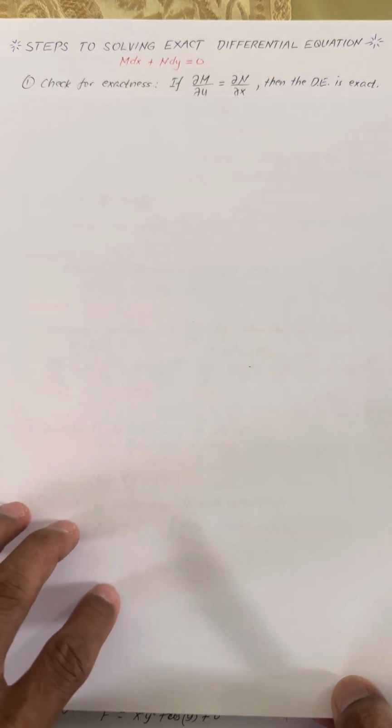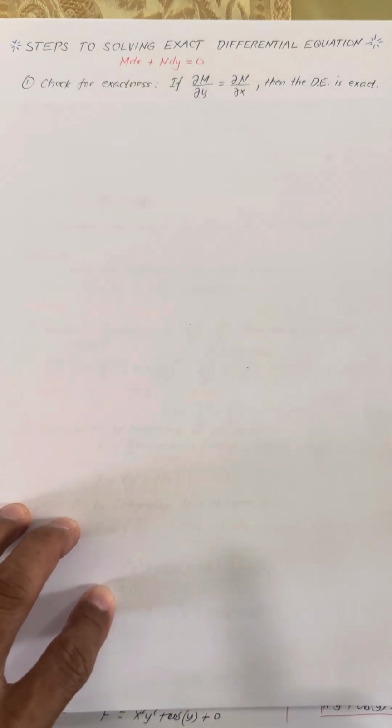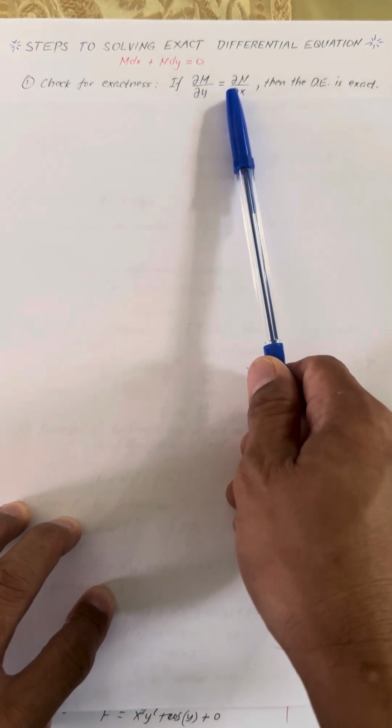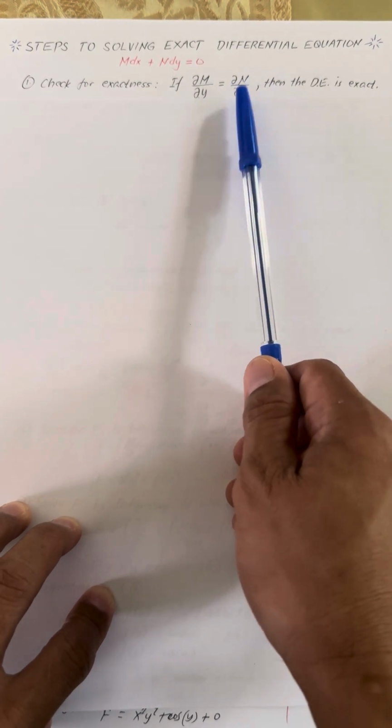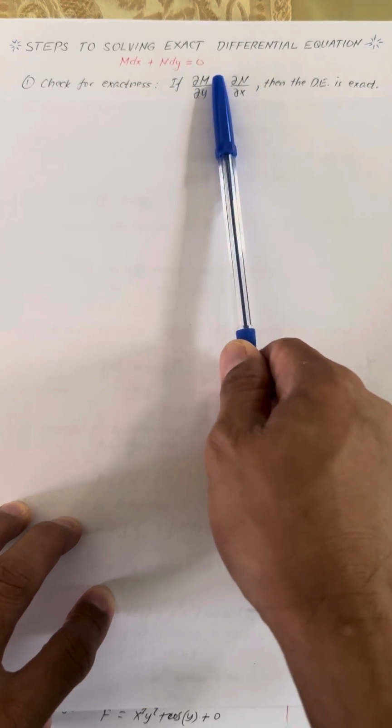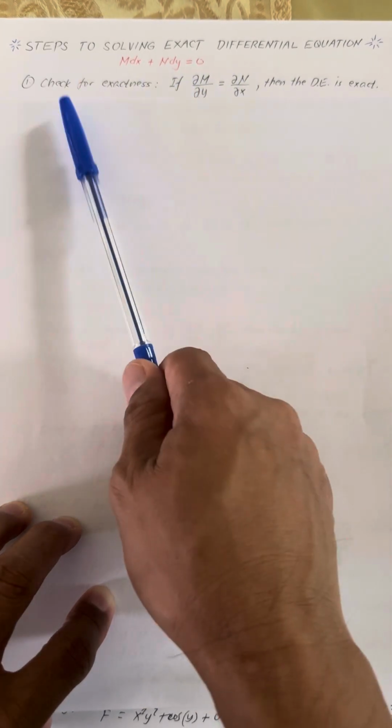That is, you compare the result of the partial derivative of m with respect to y to the partial derivative of n with respect to x. If we can see that they're equal, then the DE is exact. That is step number one.